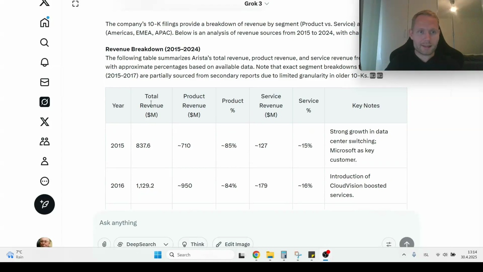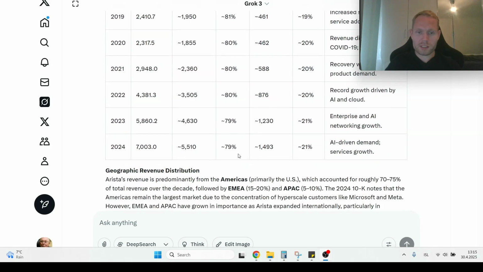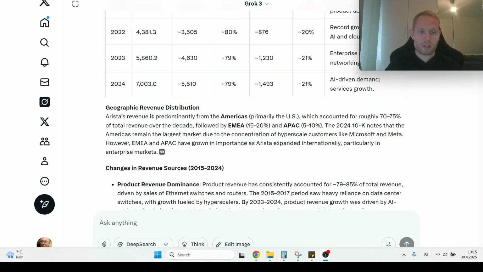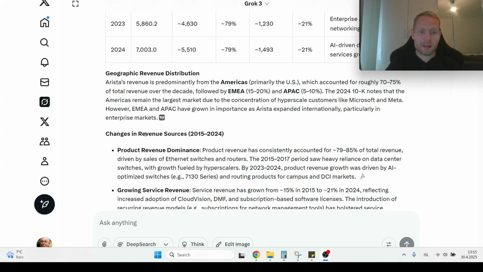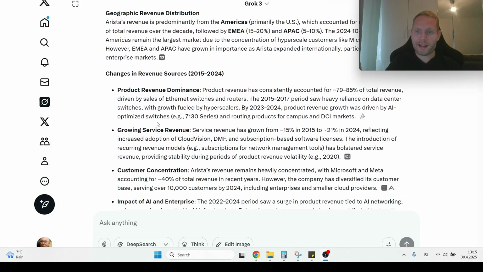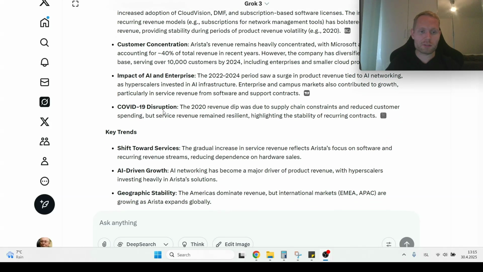And this is a very handy revenue breakdown from 2015, where we can see the product revenue versus service revenue, and how Arista is going from relying more on product to relying more and more on service, with a split going from 85-15 to 79-21. He also goes over geographic revenue distribution and goes into more detail on the changes in revenue sources. So this is all very valuable information for us, and would take us a long time to summarize if we were going over all of the 10Ks for the last 10 years.